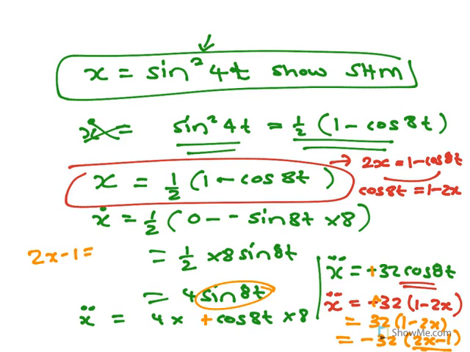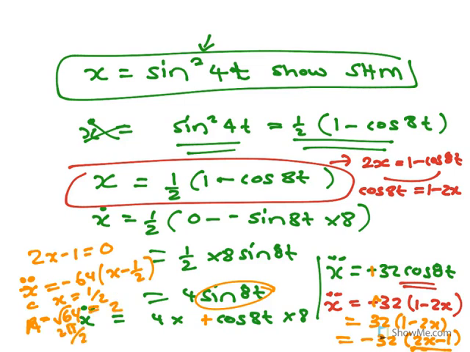The centre is actually at a half. You could take out the 2 there and go, probably better doing that. X double dot, let's just take the 2 out. That'll be minus 64, x minus a half. So looking at that, the centre is x equals a half. The n is equal to root 64, which is 8. So it's 2 pi on 8, which is pi on 4.